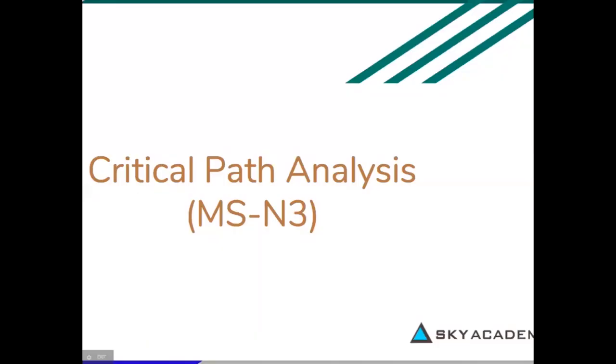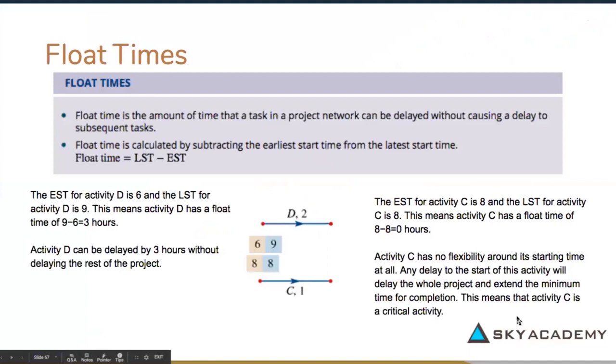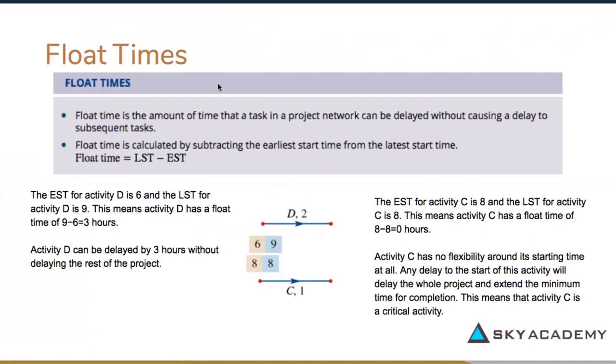Okay, so this is the 9th video in the critical path analysis NS3. In this video, we're going to be looking at float times. A float time is essentially the amount of time an activity can be delayed without affecting other network activities. The float time is calculated by this equation here. It's calculated by minusing the EST from the LST.